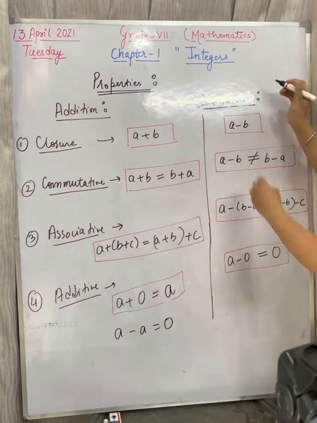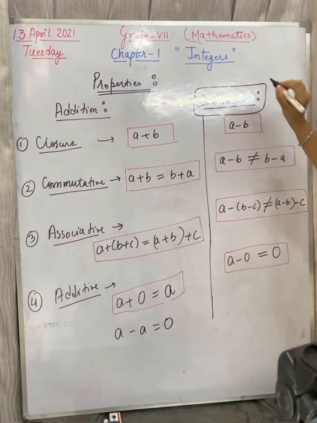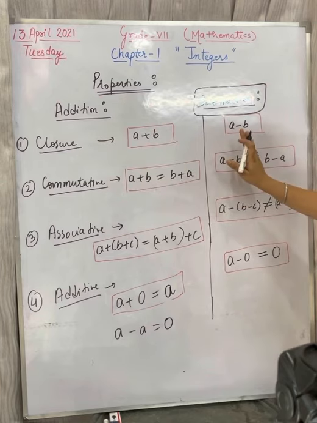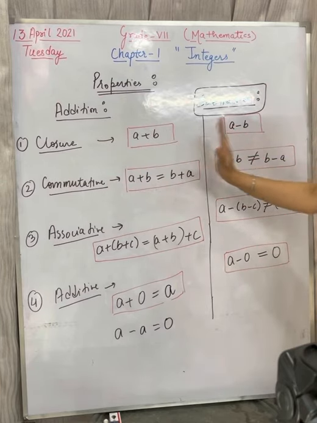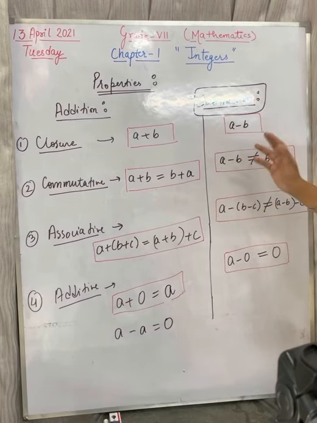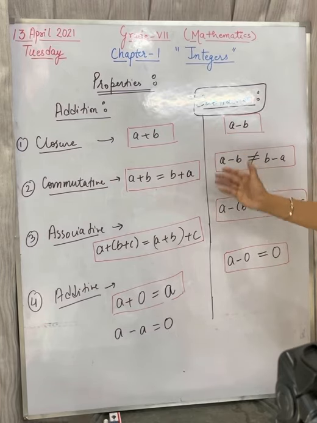Similarly, we have the subtraction properties. The same names are there, only there is a slight difference. That is why I have written these two properties side by side, so that you will be able to understand the difference.